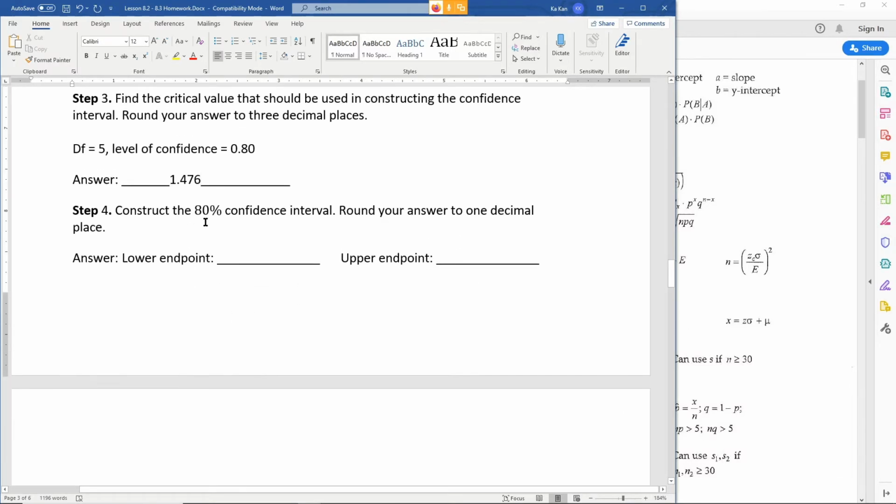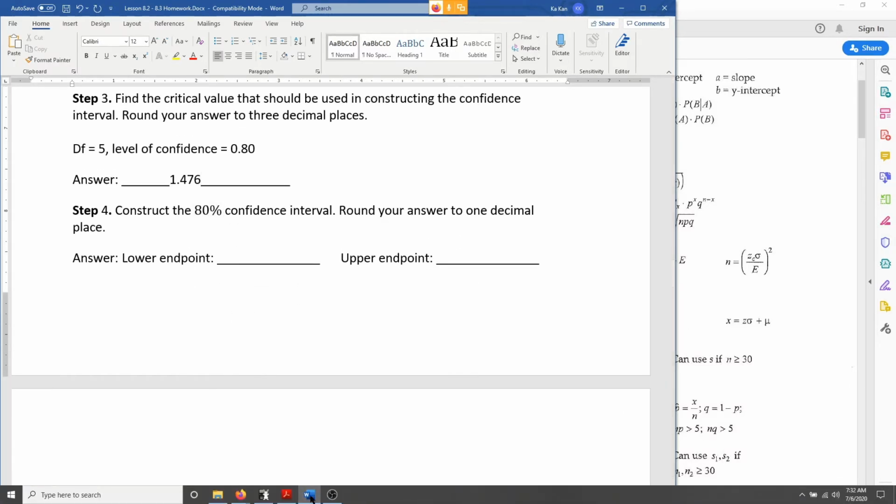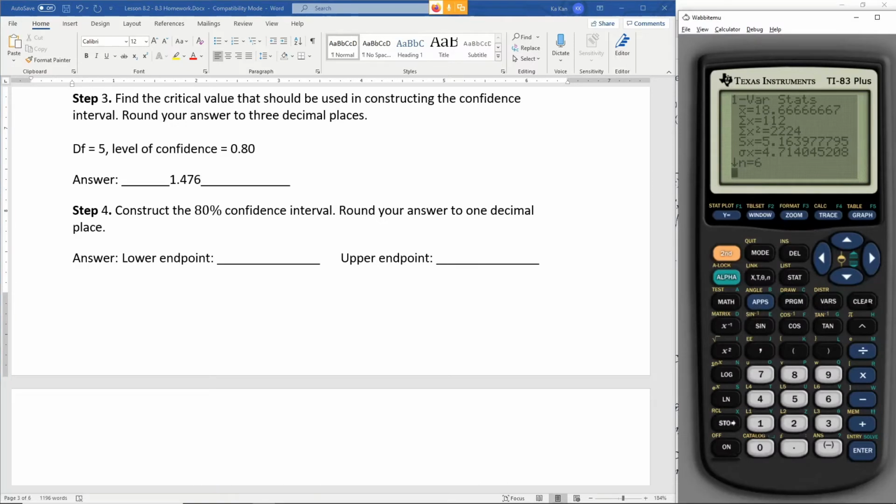So construct an 80% confidence interval. All you need to do is put all the information here. So here's what we gotta do. Stat, test, T interval. This time we have to do data because they give us data. So data, right? L1 is the one we use, right? So if you use L2, you gotta change it. C level was 0.80, right? So 0.80, right? Calculate.